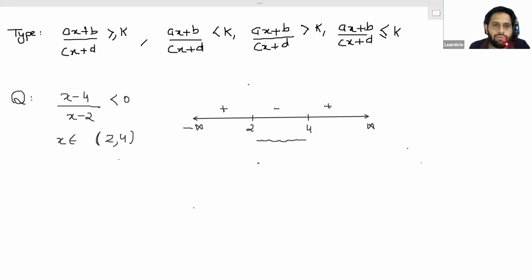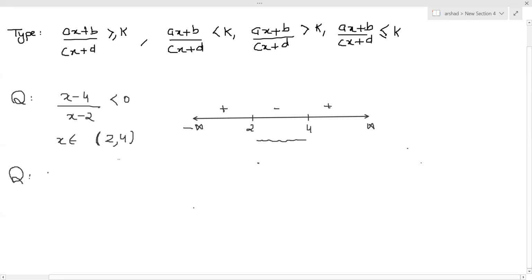Okay, so always remember the number which is in the denominator, you can't close that interval on it. Okay, so Iqra, now it is okay. Your doubt is clear? Yes, sir. Okay, very good. Then please complete this question.